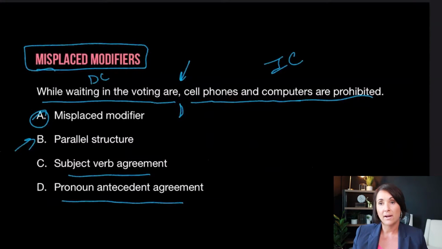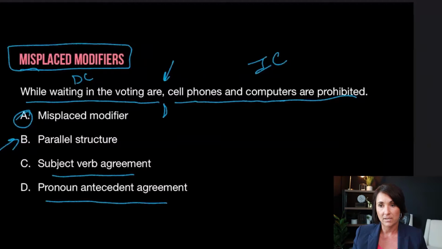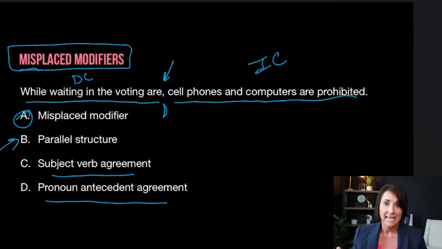While waiting in the voting area, cell phones and computers are prohibited. Well, what is waiting in the voting area? Are cell phones waiting in the voting area, or are people waiting in the voting area? In this case, people are waiting in the voting area. So we have a misplaced modifier here. We have voting area. Oops, that should say area. Sorry, that says voting R.